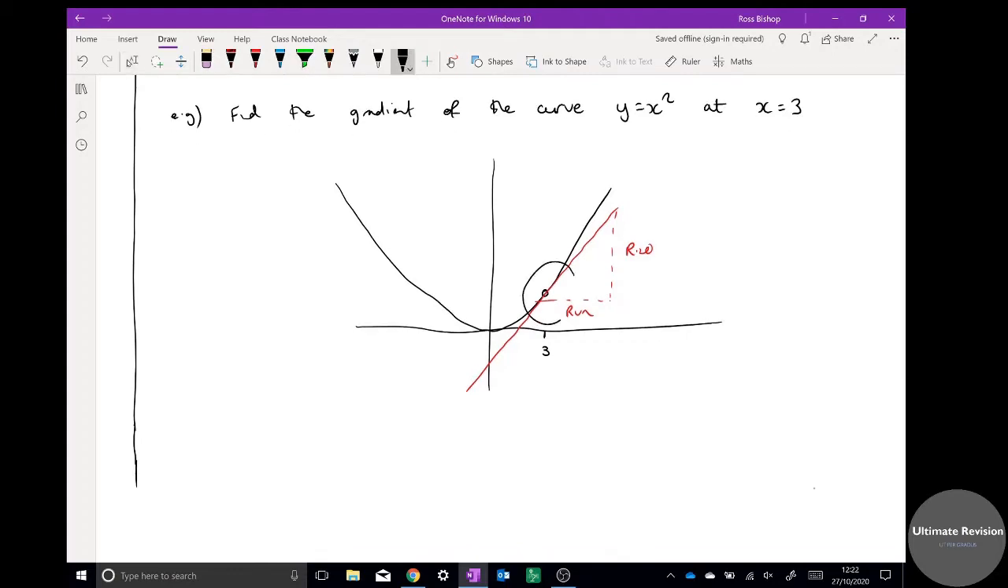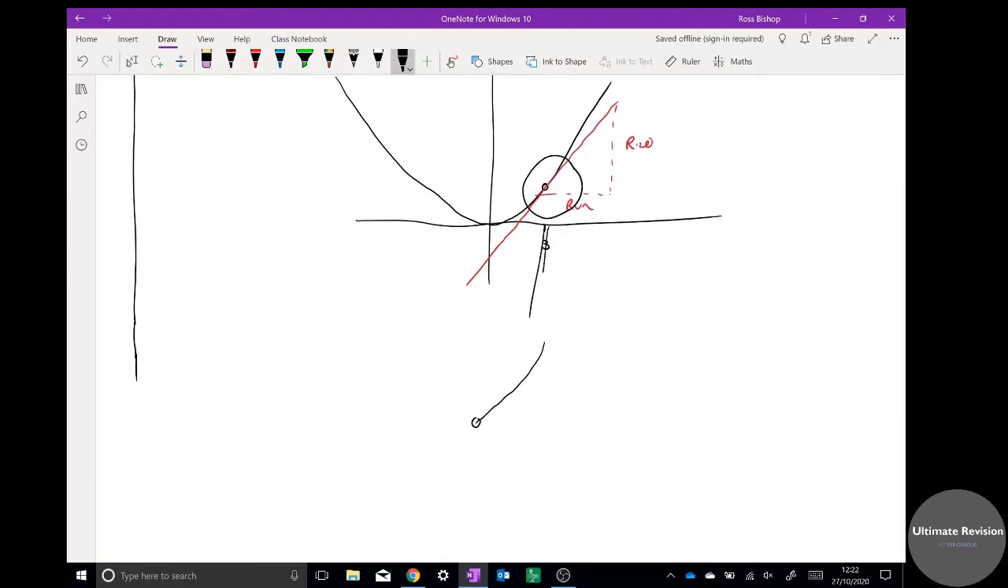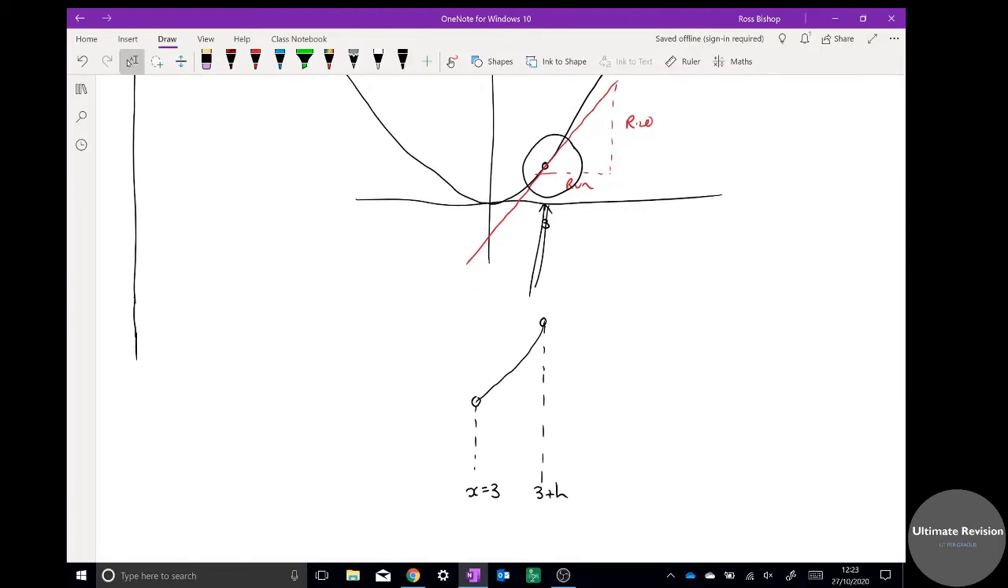Now, if I zoom right in on this area here, it's still a bit of a curve, and that's my first point. That is the point x equals 3. And I'm going to zoom in very, very tiny, and the next point along, I'm just going to call that 3 plus h. Now, h is going to be very, very small. As this becomes really, really small, this line here, or the tangent, the gradient at that point, will basically be the same as the curve, as long as h is very, very tiny.